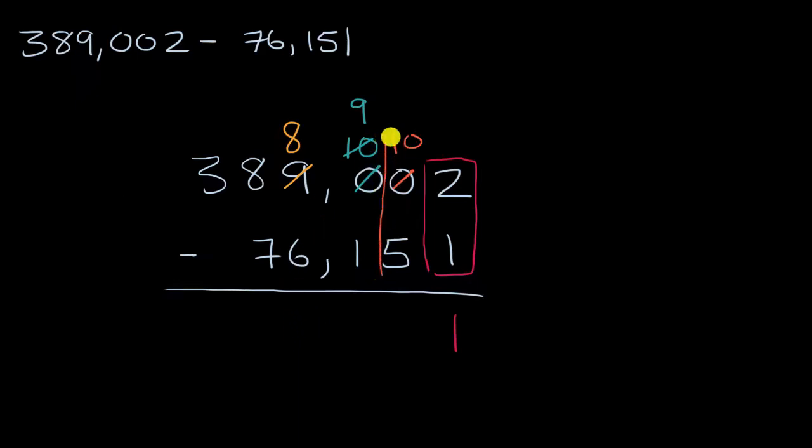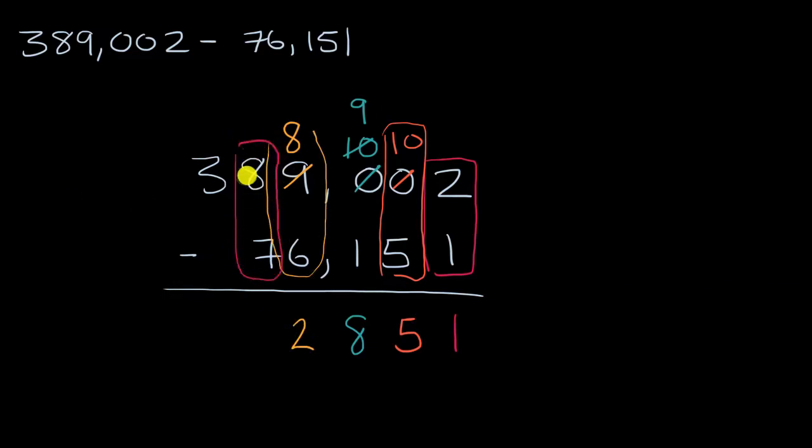In the tens place, 10 tens minus 5 tens is 5 tens. I go to the hundreds place, 9 hundreds minus 100 is 800. I go to the thousands place, 8,000 minus 6,000 is 2,000. And then I go to the 10,000s place. This is essentially 8 10,000s, or 80,000, minus 70,000, which is going to be 10,000, 1 10,000. And then last but not least, I have my 300,000s. So there you go, we're done. This is 312,851.